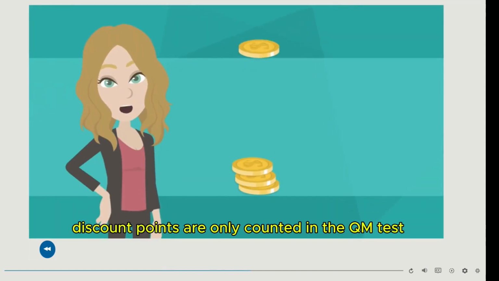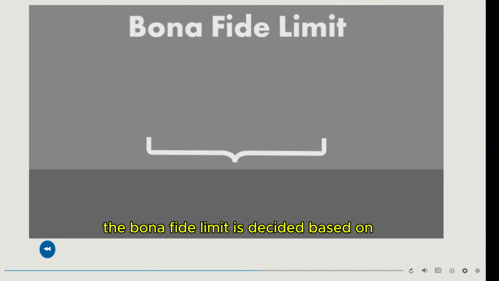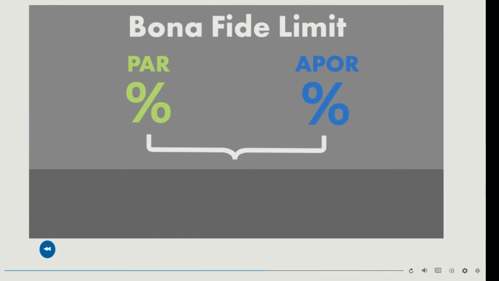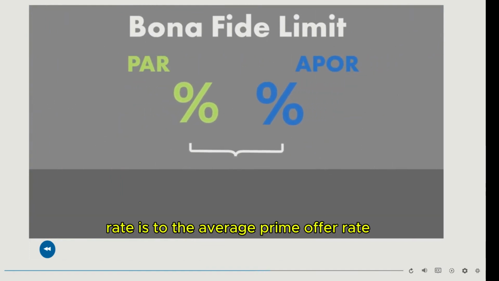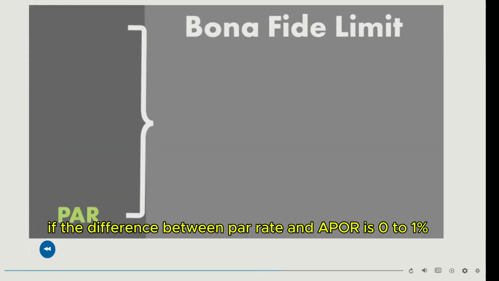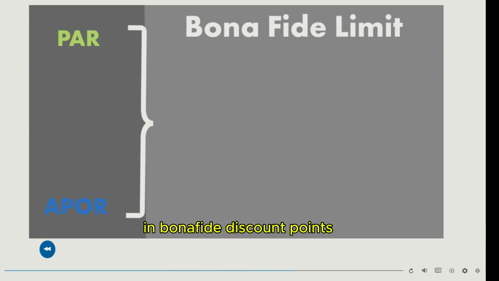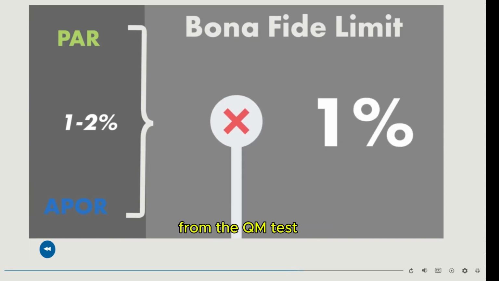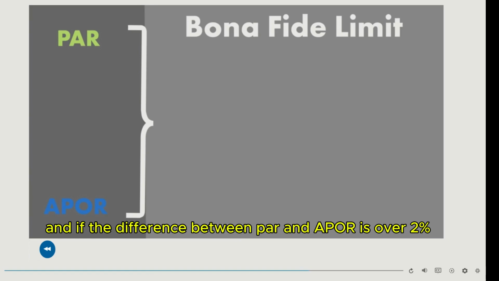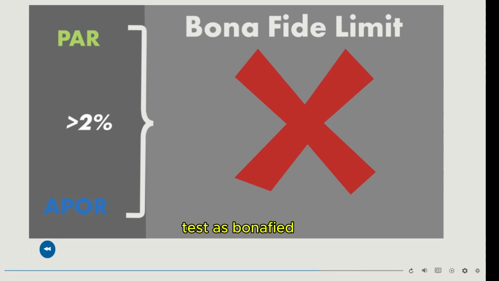Notice how discount points are only counted in the QM test if they are above the bona fide limit. The bona fide limit is decided based on the difference between par rate and APOR. The closer par rate is to the average prime offer rate, the more discount points you are allowed to exclude from the test as bona fide. If the difference between par rate and APOR is 0 to 1%, you're allowed to exclude up to 2% of your fees from the QM test in bona fide discount points. If it falls between 1 and 2%, you are allowed to exclude up to 1% of your fees from the QM test. And if the difference between par and APOR is over 2%, no discount points can be excluded from the QM test as bona fide.